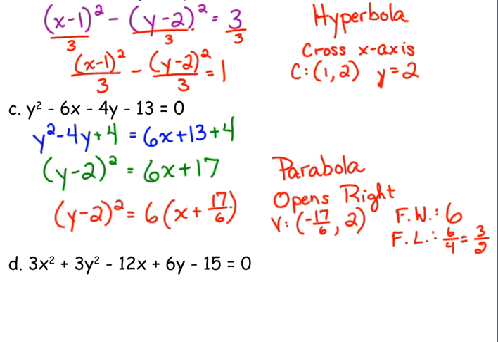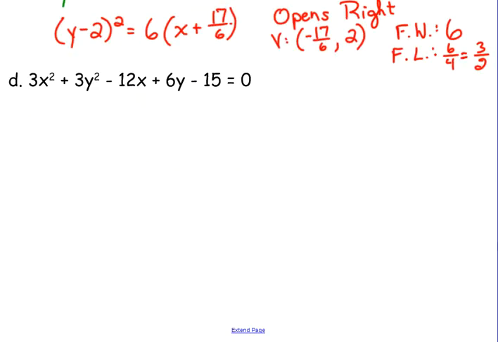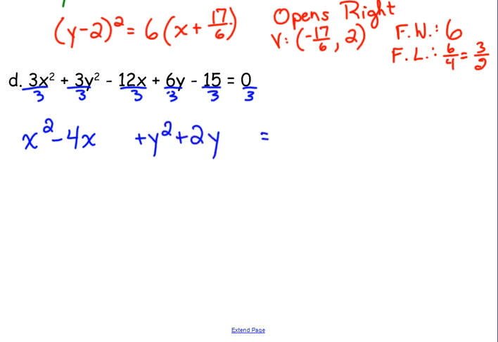All right, last one. Let's put this circle in standard form. Here's a little hint. All these terms are divisible by 3, so go ahead and just divide everything by 3. It is a circle. And while I'm doing that, I'm going to rearrange my terms. So x squared minus 4x plus y squared plus 2y is equal to 5. Complete the square. Plus 4, plus 4, plus 1, plus 1.